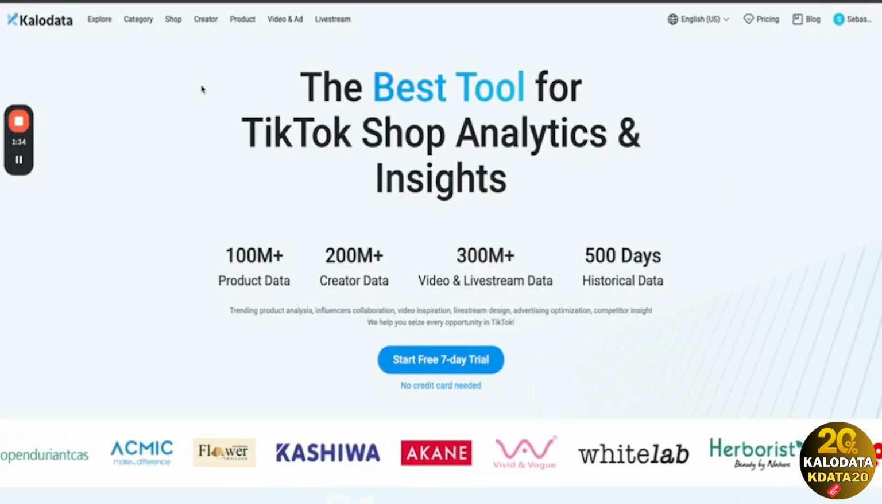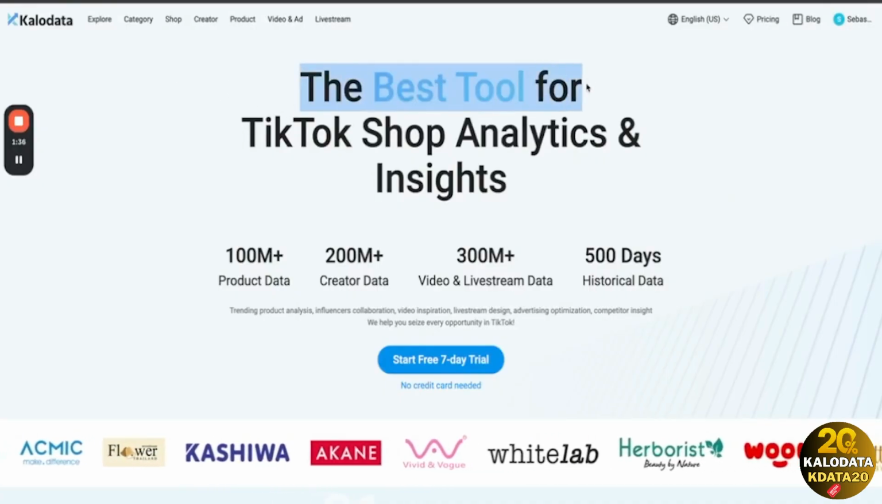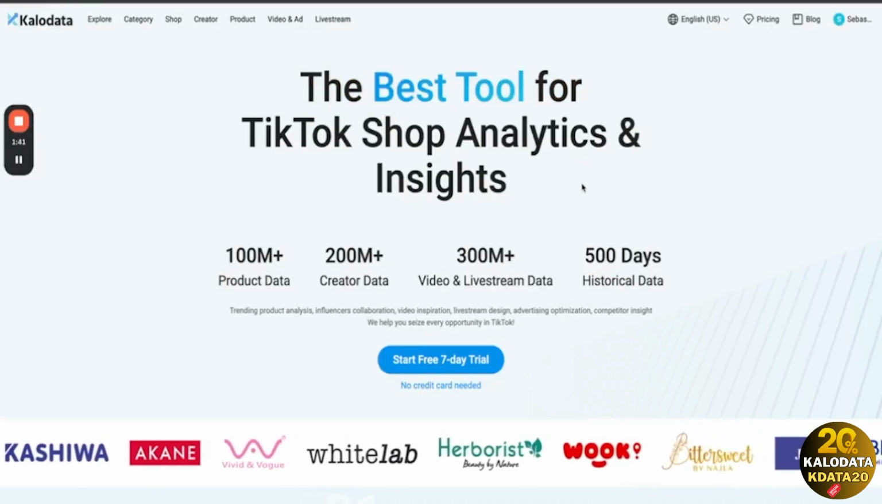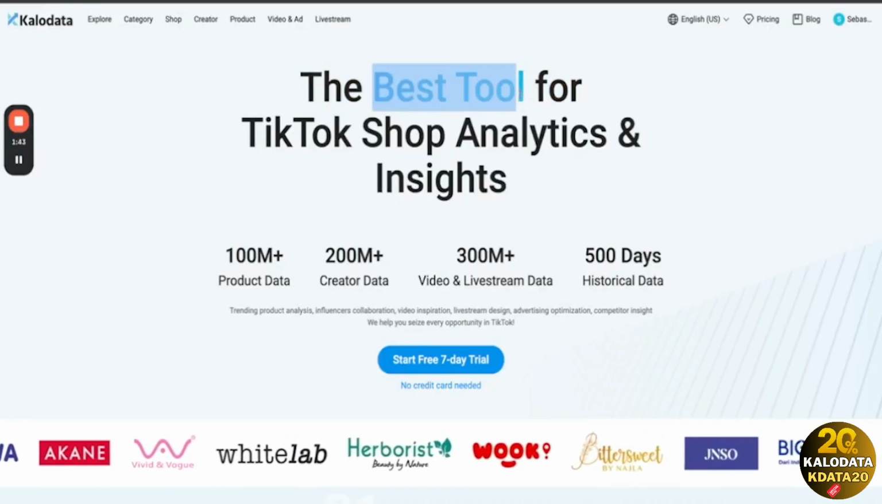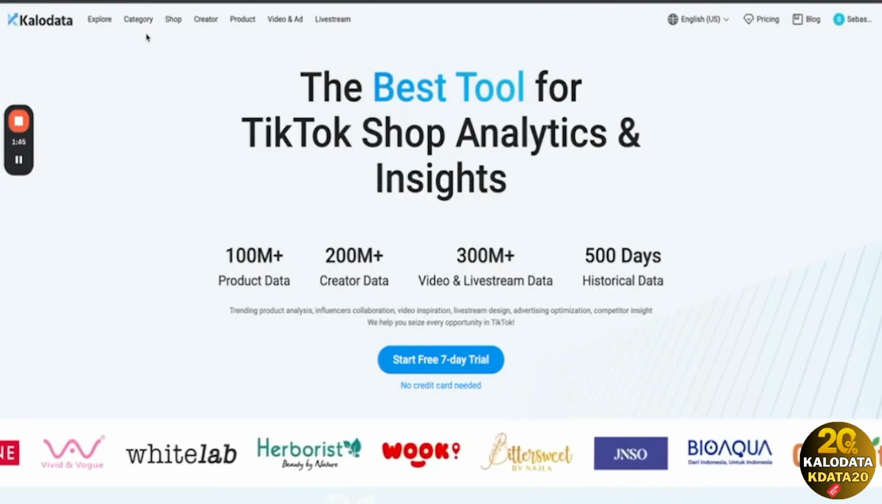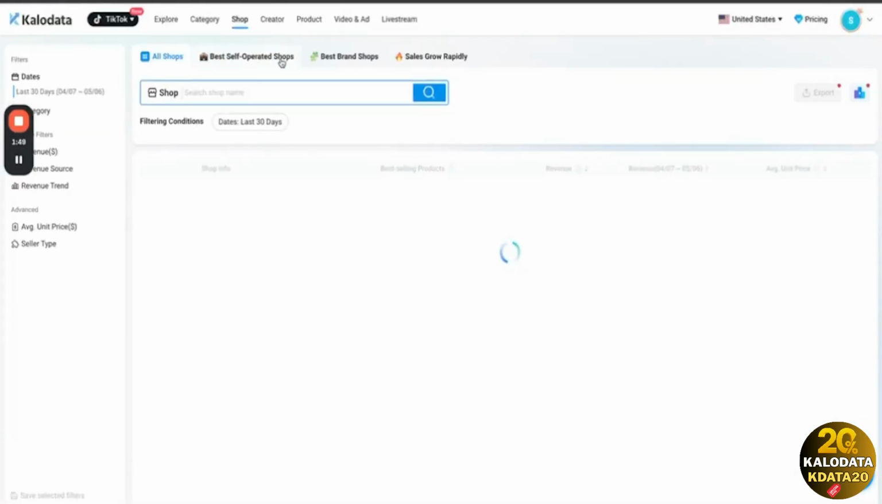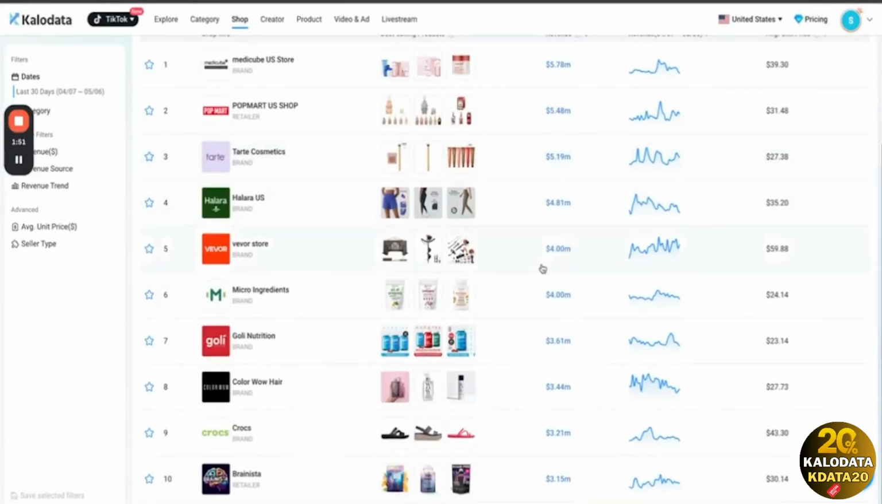So with Kalodata, like they say, this is the best tool for TikTok Shop analytics. I mean, even businesses use this, not only affiliates, and they're not just saying they're the best tool, they truly are the best tool, and I'll show you exactly why. So you have all these different categories up here, and right here you can filter what are the top stores.